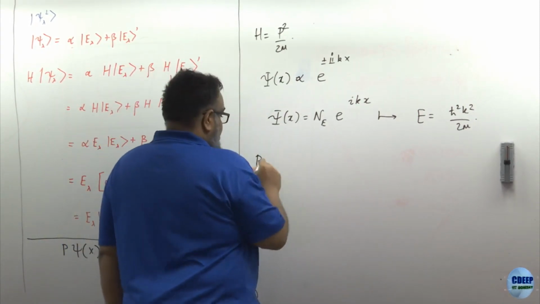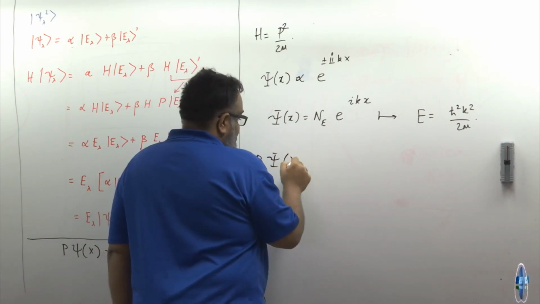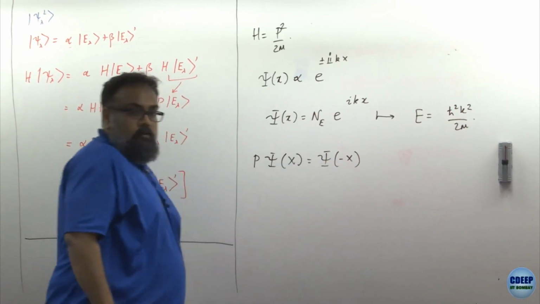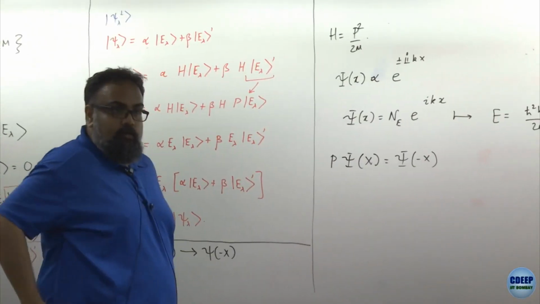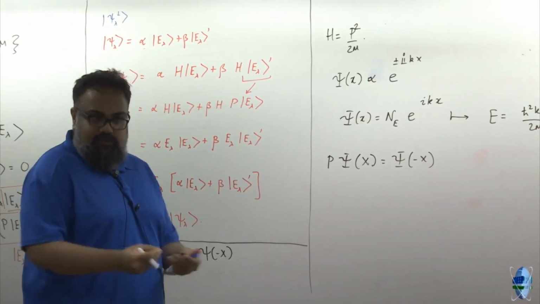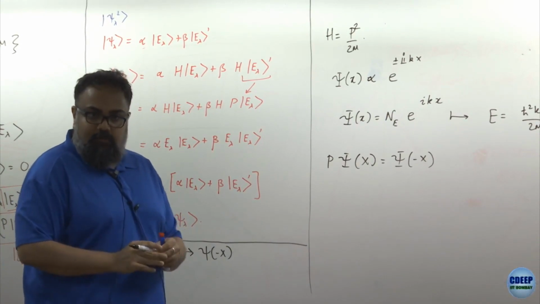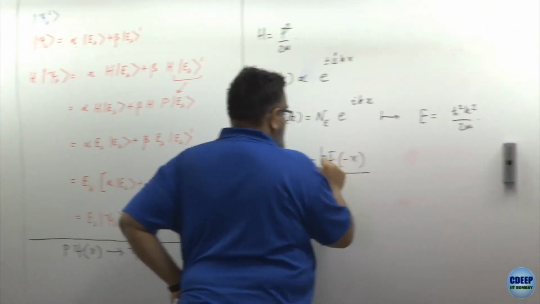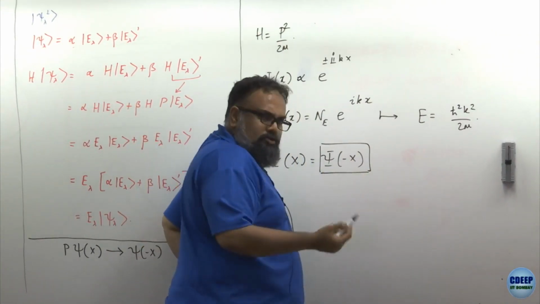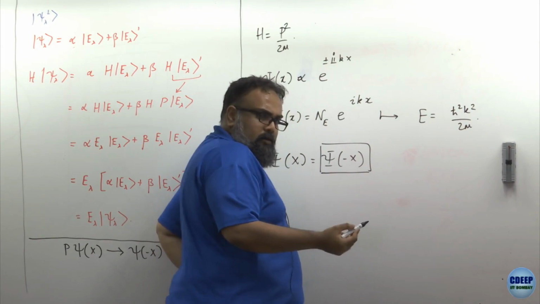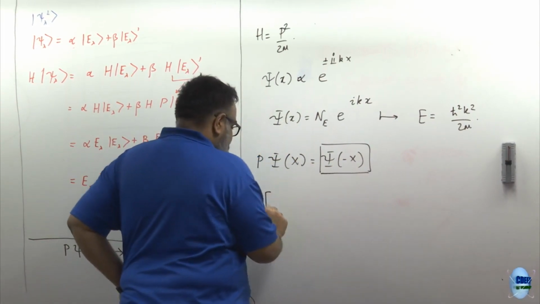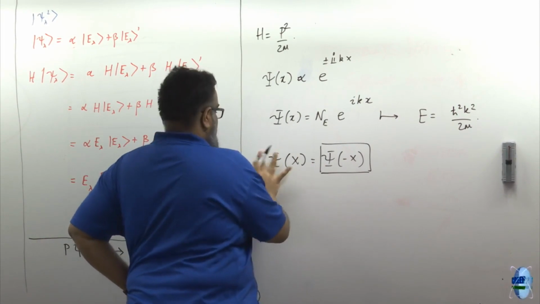The parity operator acting on psi of x produces psi of minus x. And this is essentially the statement that is being given to you. What this means is that psi of minus x is also a valid wave function, which you already know. Why do I know that the parity operator is valid?